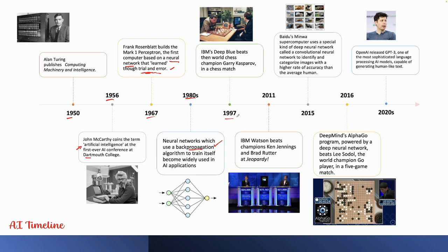In 1997, I even remember this when it was in the news at that time, IBM's Deep Blue beats the world chess champion. At that time, Garry Kasparov was the world chess champion. It was the first time that a computer was able to beat Garry Kasparov, and it was everywhere in the news, because it was a big thing that a computer is so intelligent that it can even beat a world champion in chess. Right.